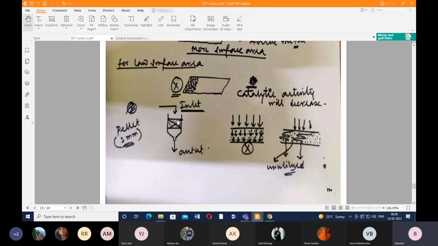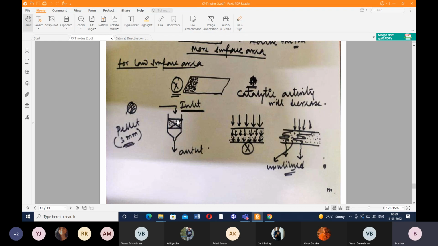Okay, so now consider we have got a fixed bed like this, and inside this fixed bed we have got solid particles. Solid particles means catalyst particles in a powder form. Then what will happen? Varun, what will happen? I'm not sure. Not sure.